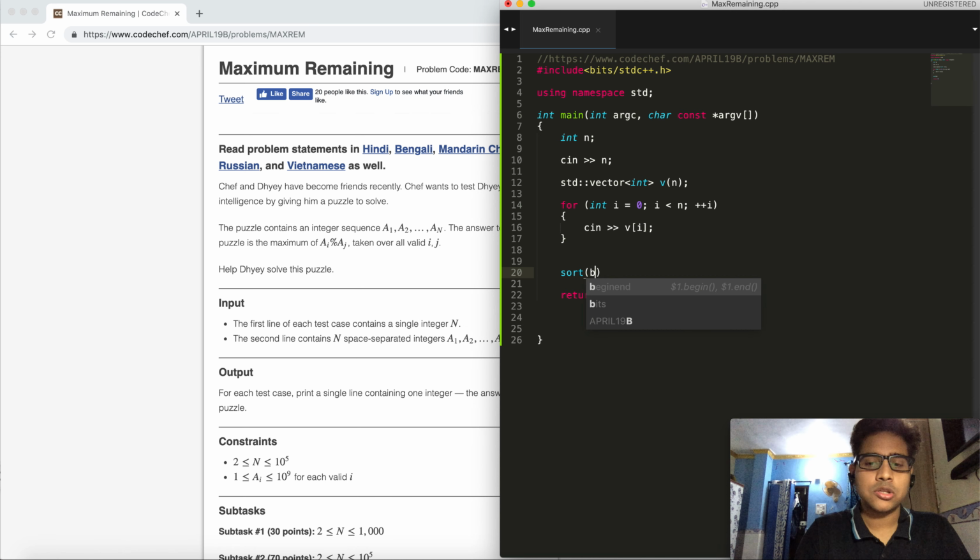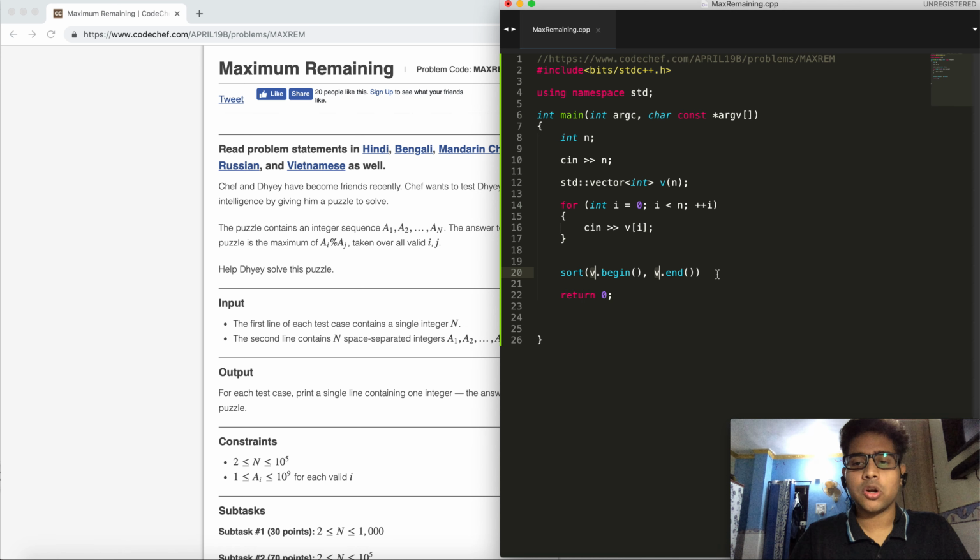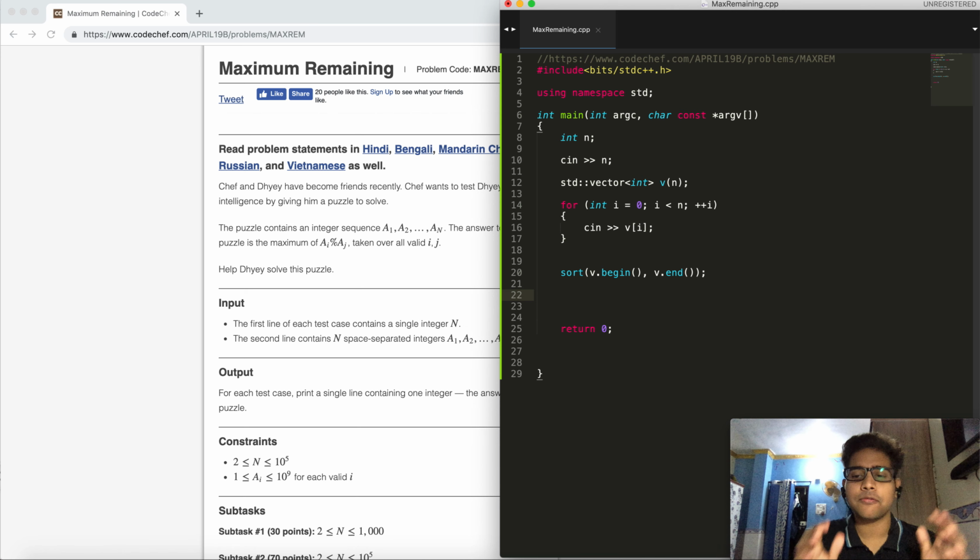I'll use sort with v.begin, v.end. These are the indexes between which I need to sort, so I'm sorting everything from start to end. After this operation, we have the numbers in sorted order. By default it sorts in ascending order, so I'll get the numbers from the last two positions basically.